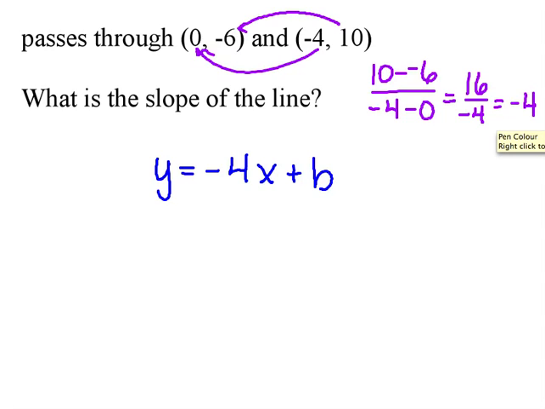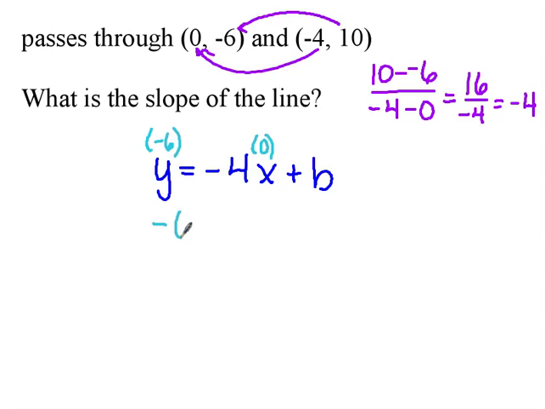Wait, no. It doesn't matter. You can plug either of them in. Okay, so I can plug in the 0, -6 or the -4, 10. Doesn't matter, and I'll still get the same result. So I'm just going to plug in the 0 for the x, and I'm going to plug in the -6 for the y. I'm just going to plug the first one in.